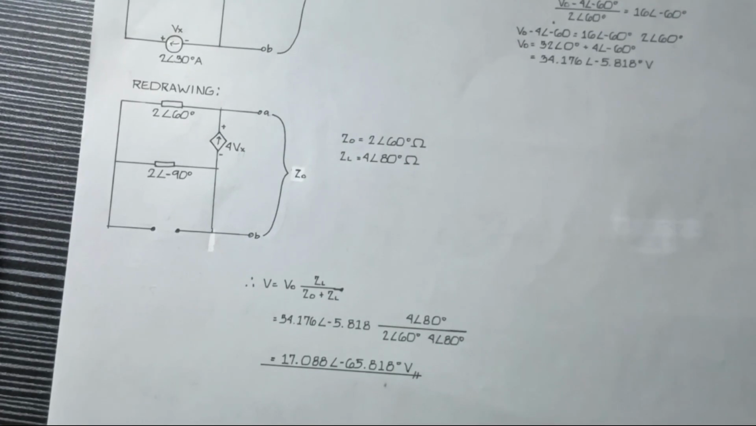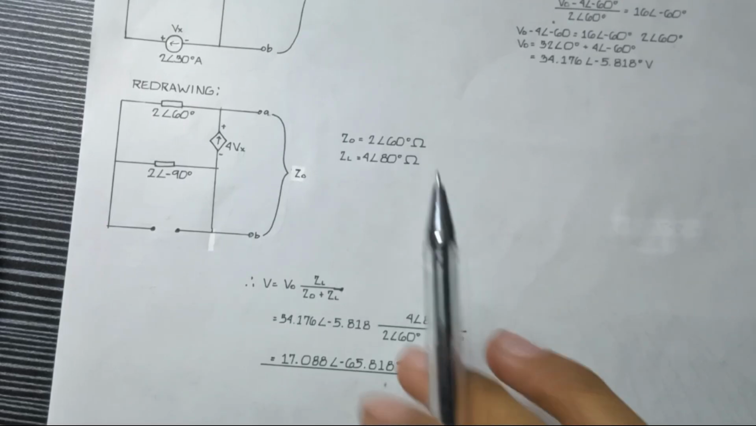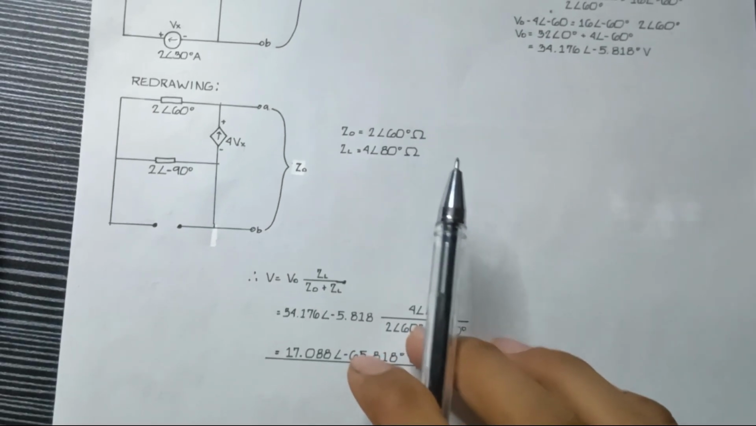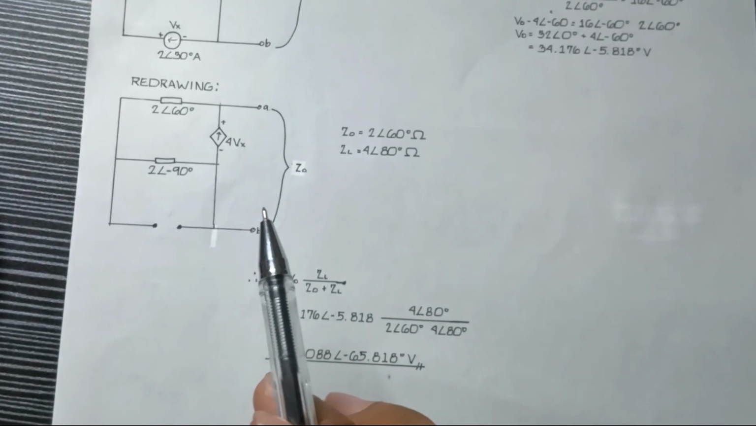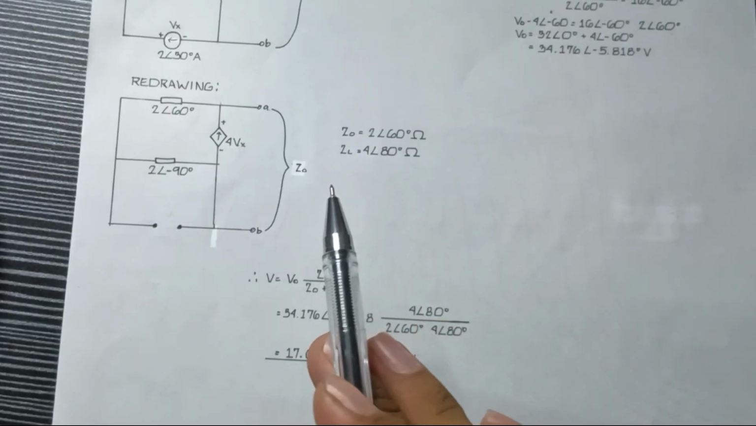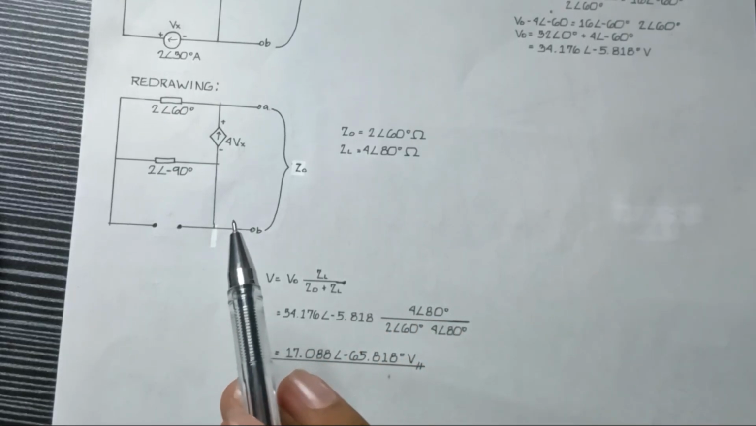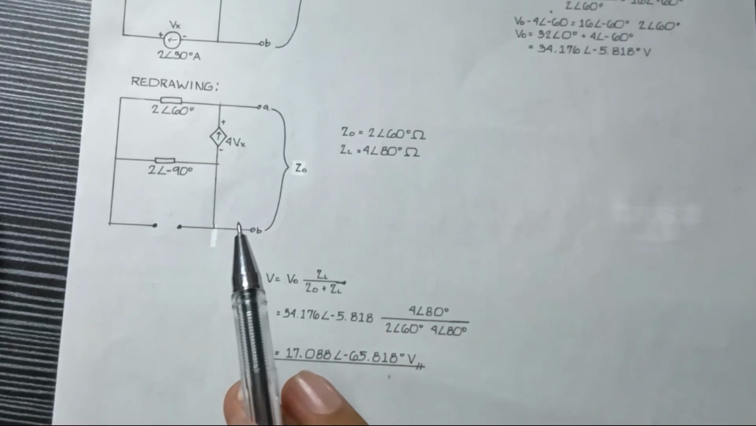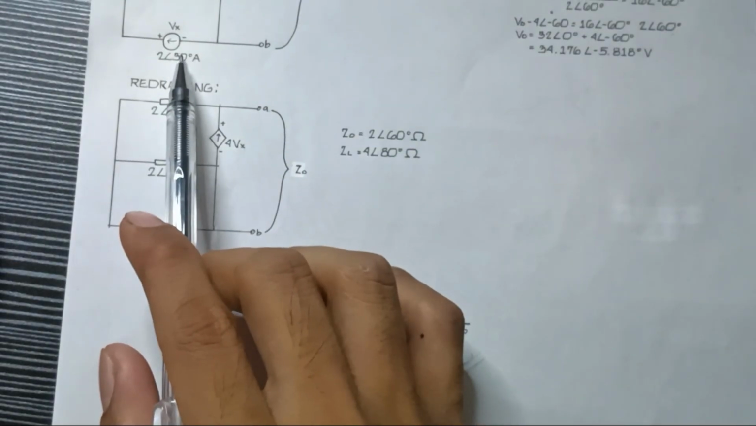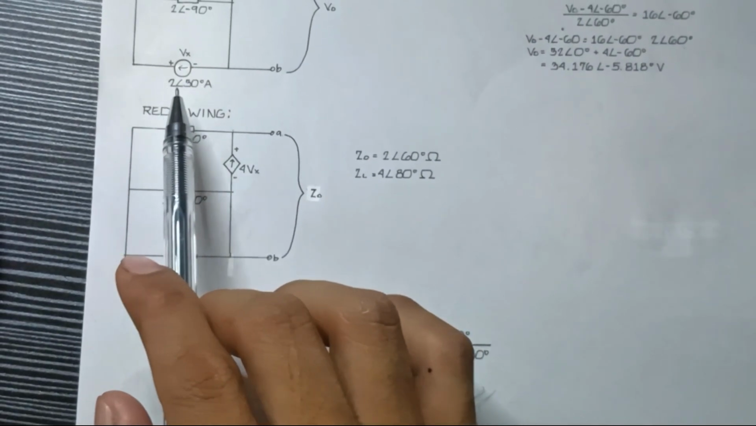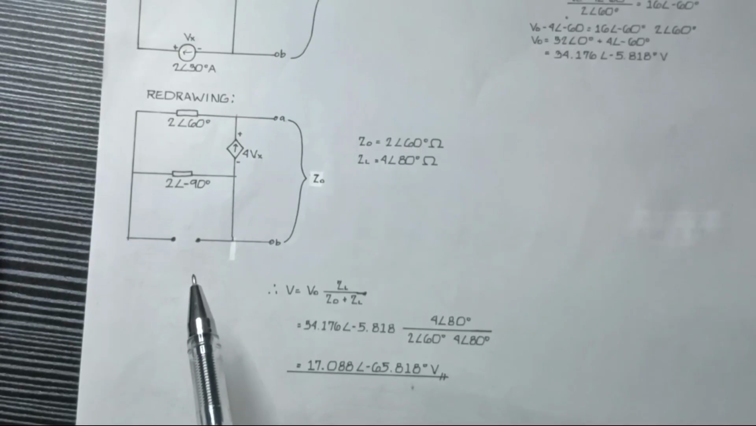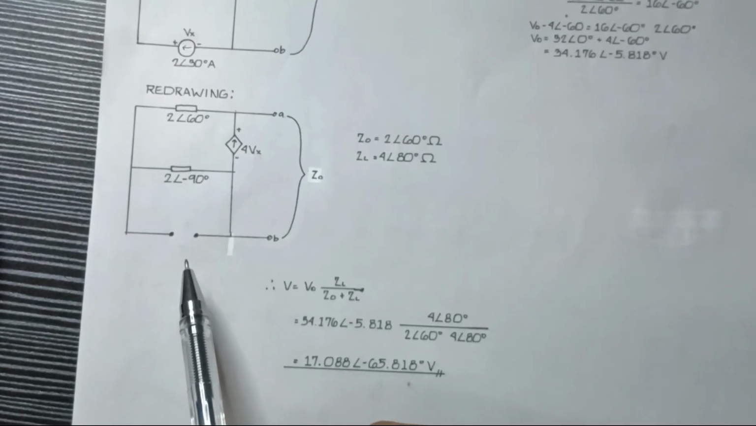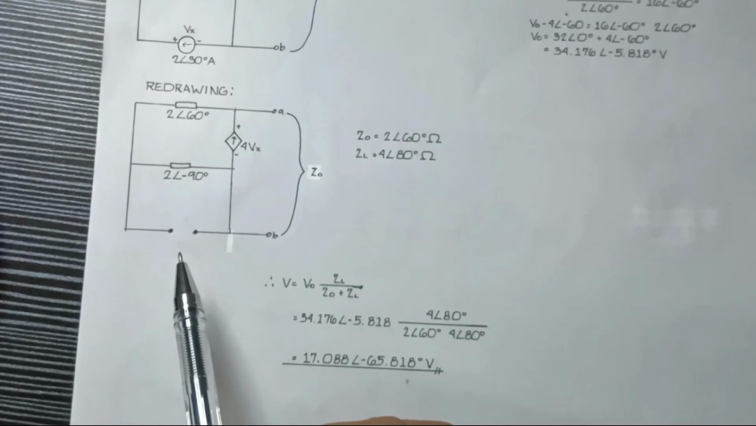After getting the value for our open circuit voltage, next we have to obtain our looking back impedance, wherein it is said that sources should be converted to either open circuits or short circuits. An independent current source such as 2∠30° amperes would be replaced by an open circuit.